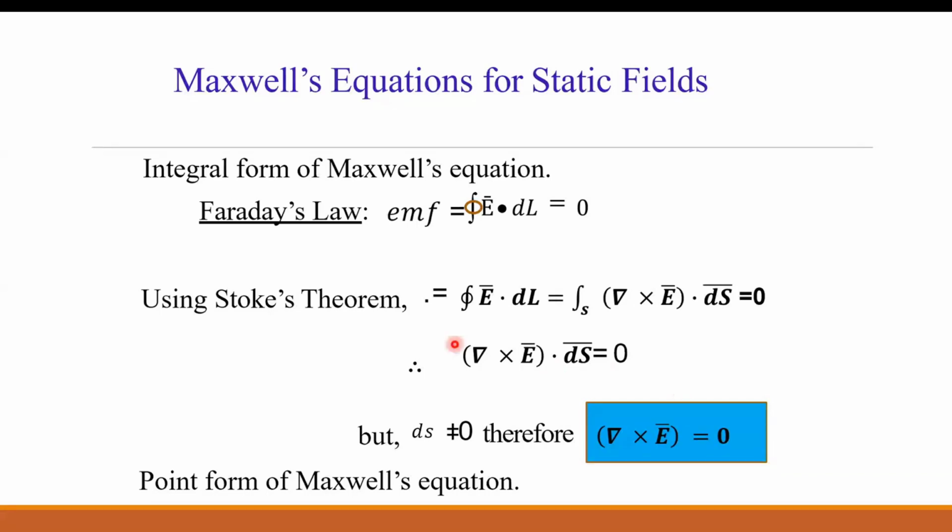So the point form, this del cross E is equal to 0, is called as point form of Maxwell's equation derived from Faraday's law, and closed integration of E dl is equal to 0 is called as integral form of Maxwell's equation derived from Faraday's law, right? So this is the first Maxwell's equation. What is related here? Del cross E is equal to 0 we obtain.